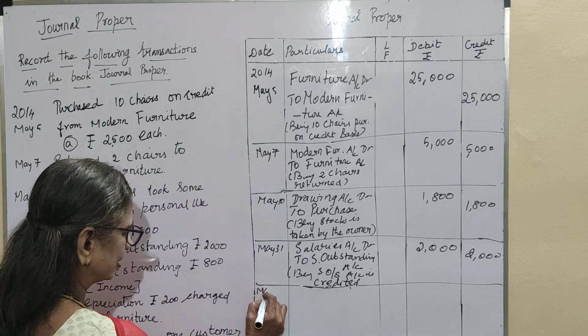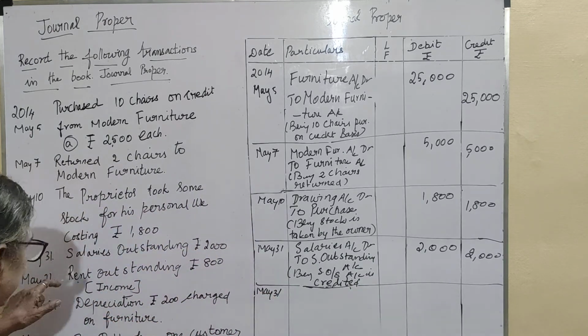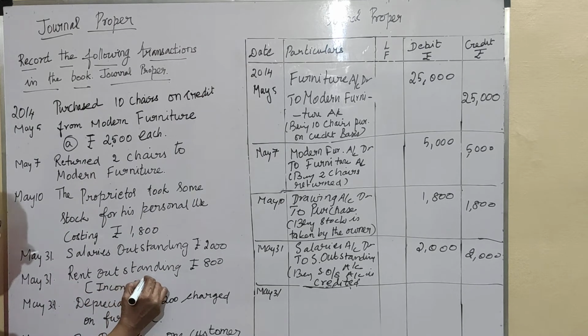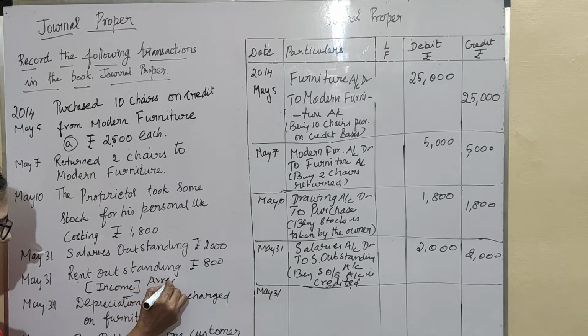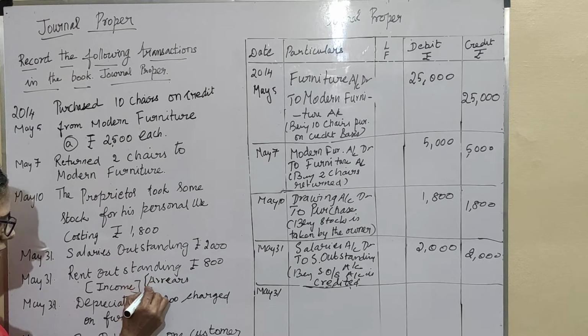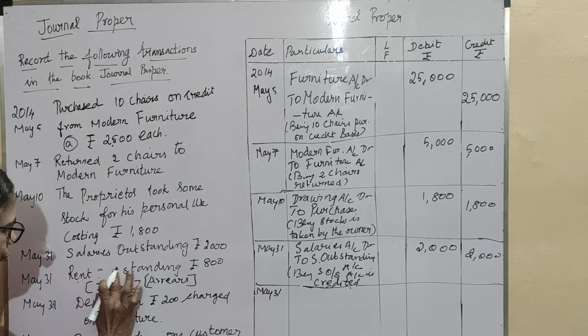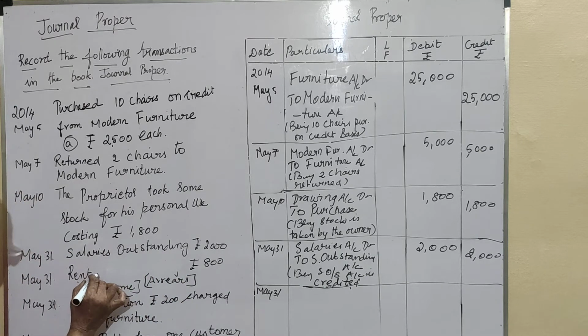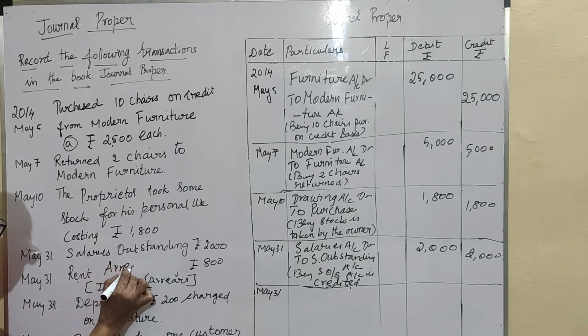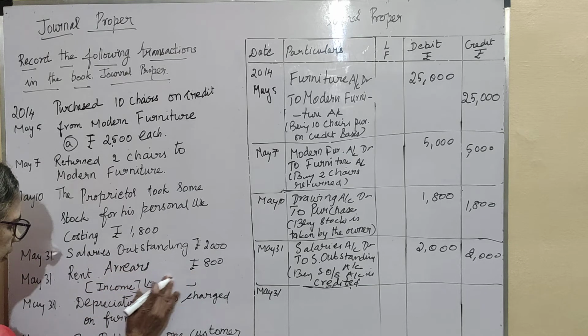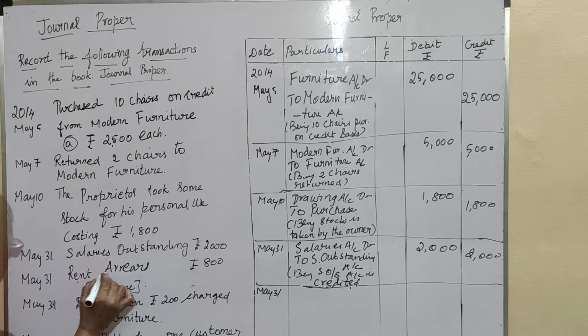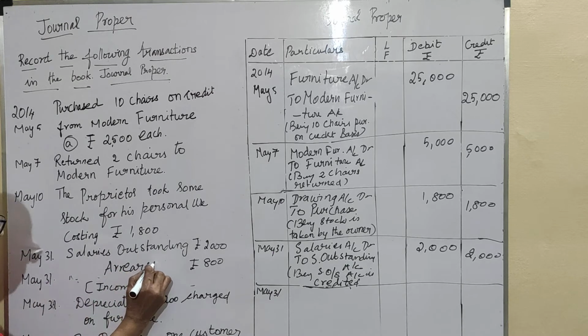Next, May 31st. Rent outstanding. Actually, this is not outstanding. We can call it arrears, because being an income, it cannot be outstanding. Only for expenses can we call it outstanding. For income, we call it rent, and we can use words like arrears. Rent arrears. Arrears in rent.